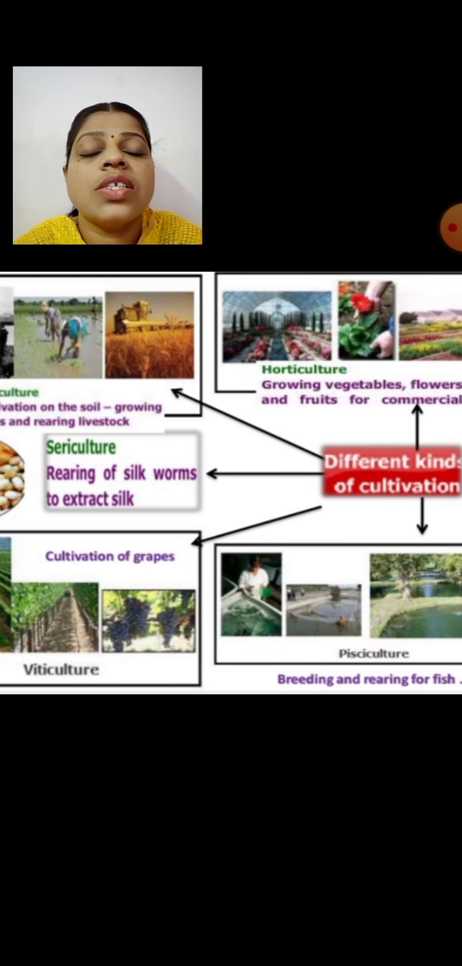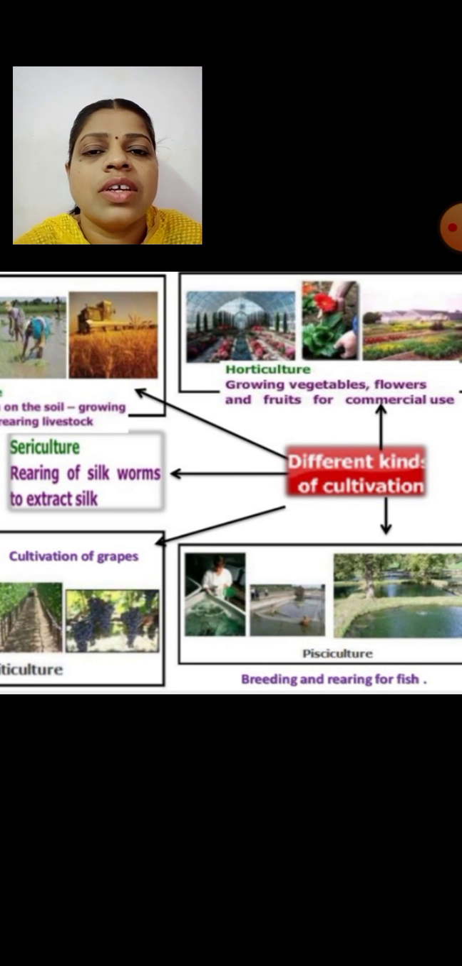The next one is horticulture. What does horticulture mean? Yes, that is growing vegetables, flowers and fruits for commercial purposes. It's not for subsistence needs, it's for what? Commercial purposes. That is, business oriented. It's not for our consumption, it is, yes, entirely for sale. So that is horticulture.